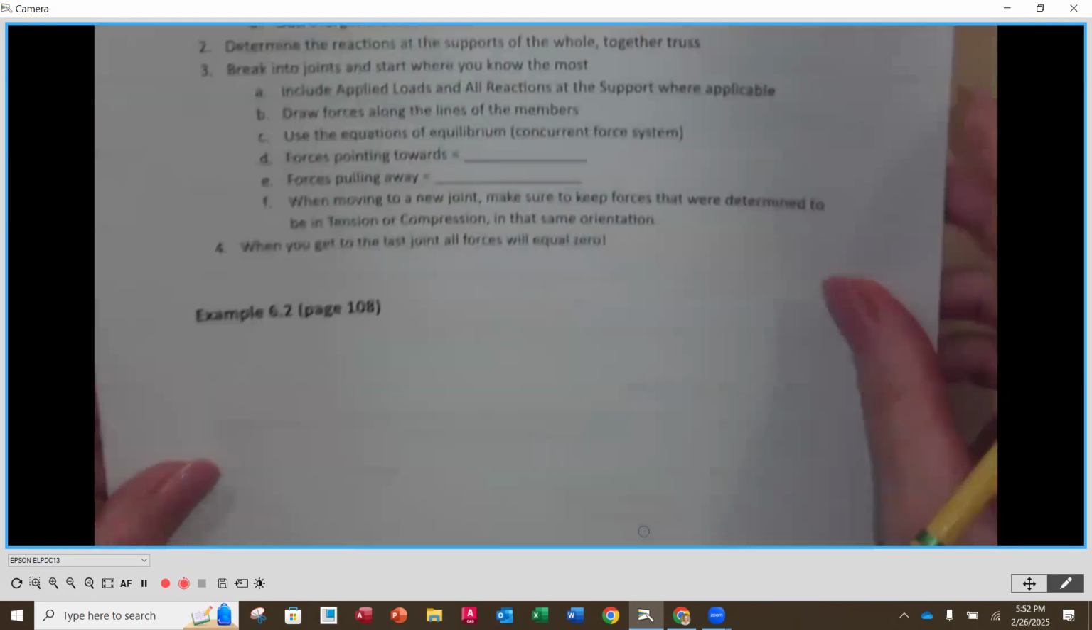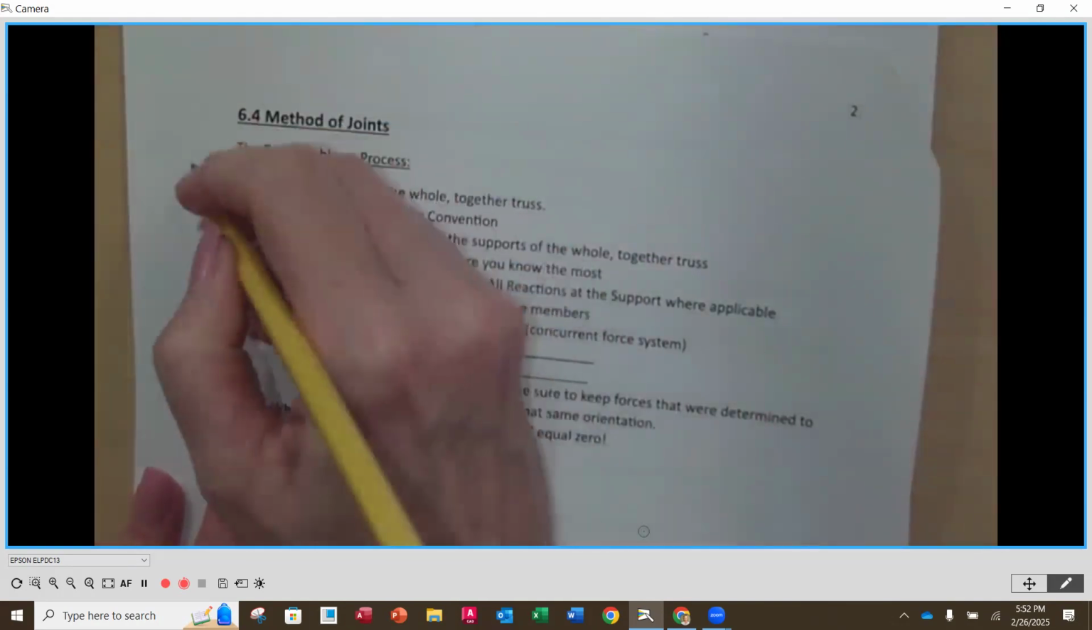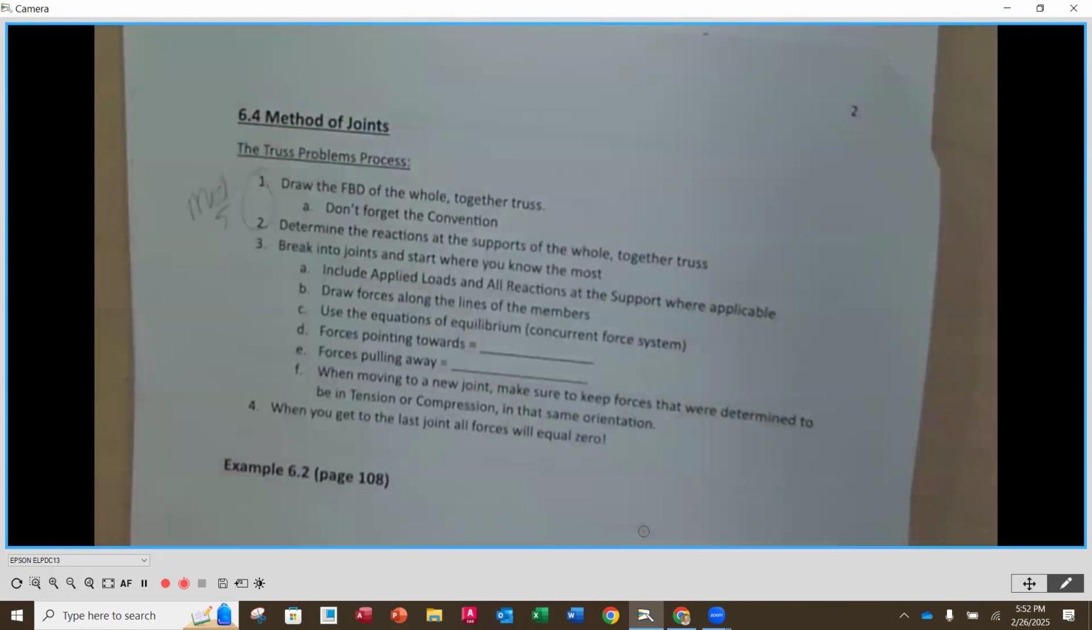Now, method of joints. There is a process that we're going to go through here. Number one, when we have a truss, we first draw the free body diagram of the whole truss together. Then we determine the reactions at the supports. This is module 5 stuff, steps 1 and 2. I've been preparing you for this. This is the first thing we're going to do: determining the reactions at the supports using our equations of equilibrium.